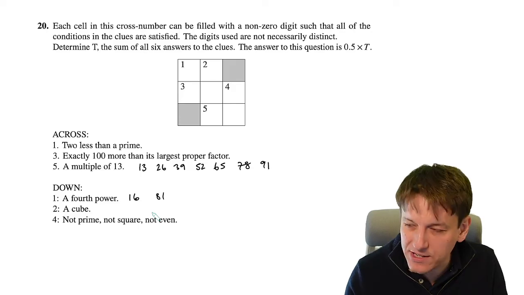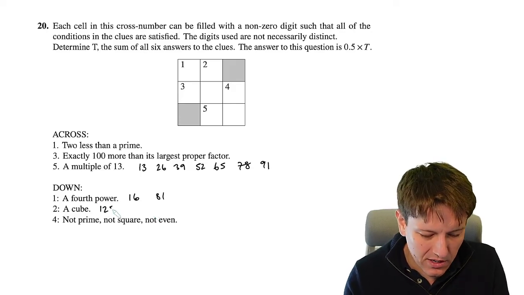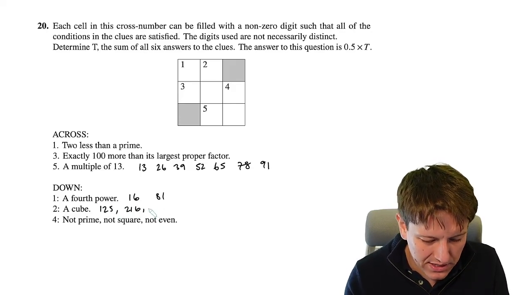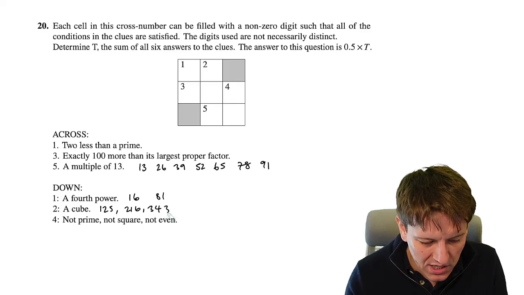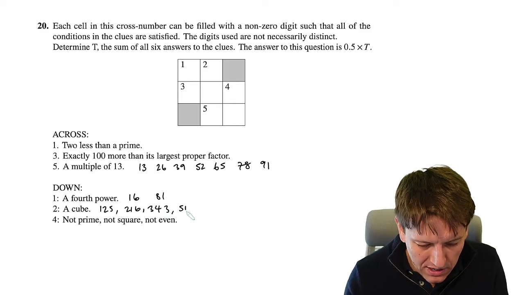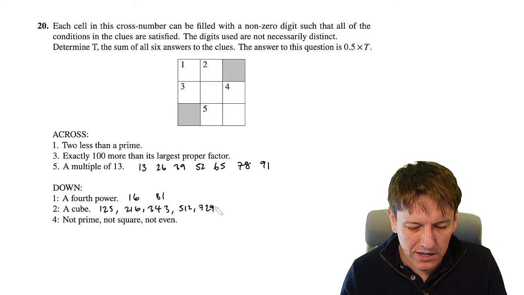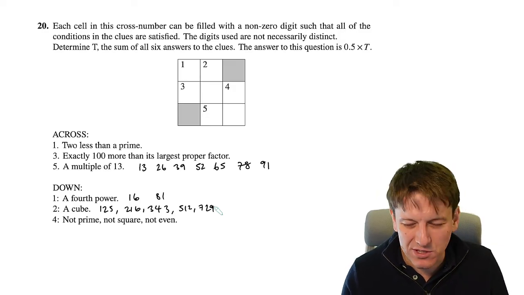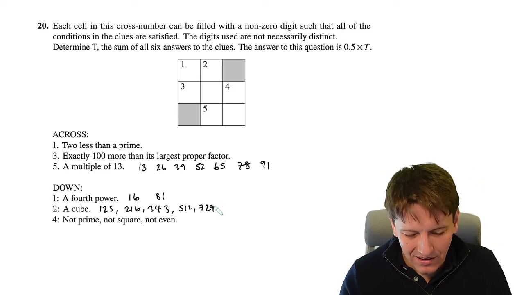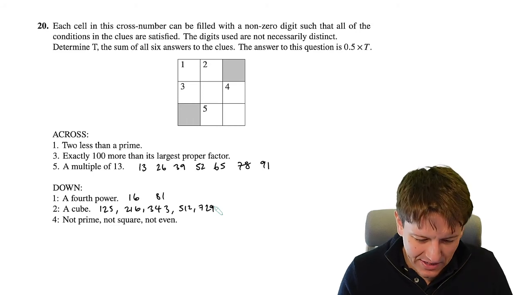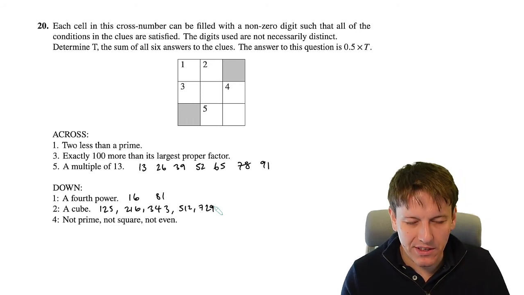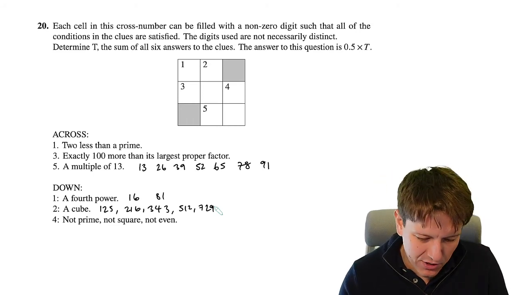Cube numbers, I've got 3-digit cubes. Again, not too many of those. You had a great advantage if you can just write these down quickly. 5 cubed, 6 cubed, 7 cubed, 8 cubed, and 9 cubed. There will be the only options for that one. And then not prime, not square, not even. Well, you know, it's going to be a lot of examples there for a 2-digit number, I think, so we're not going to think about that one just yet.